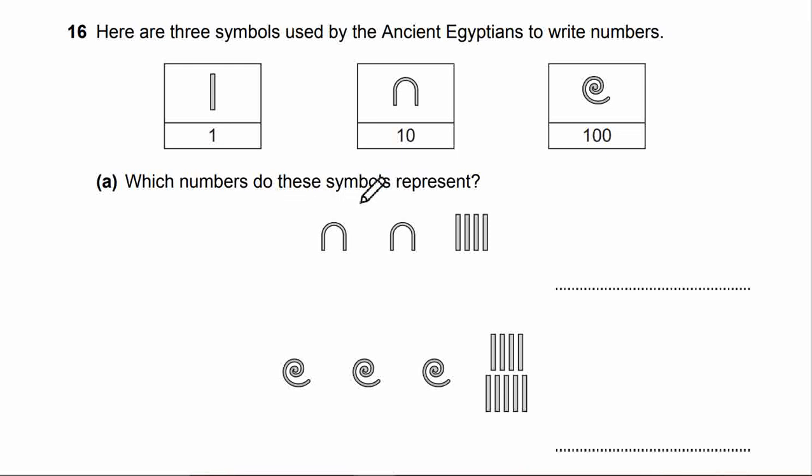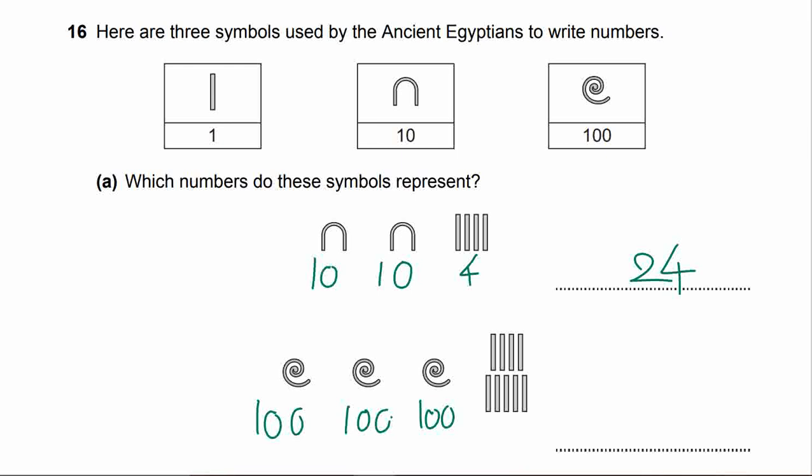Which numbers do these symbols represent? This is 10, this is 10, and this is 4, so it will be 24. This is 100, this is 100, and this is 100, and one stick is 1. There are 9 sticks. 100, 100, and 100 make 300. So 309.